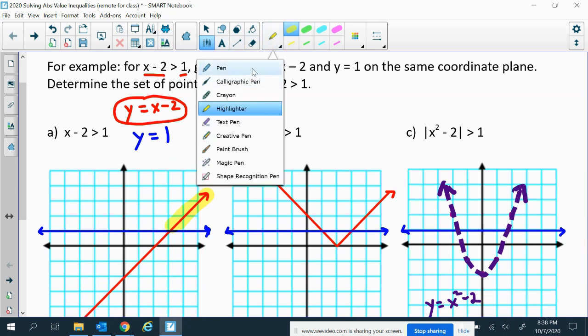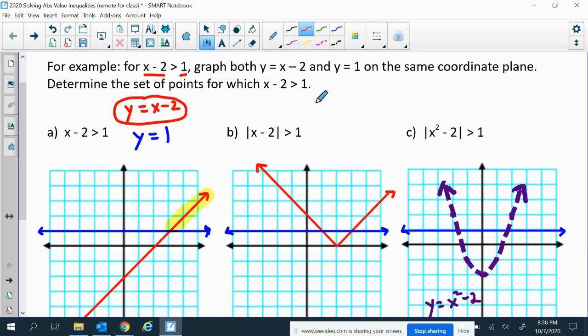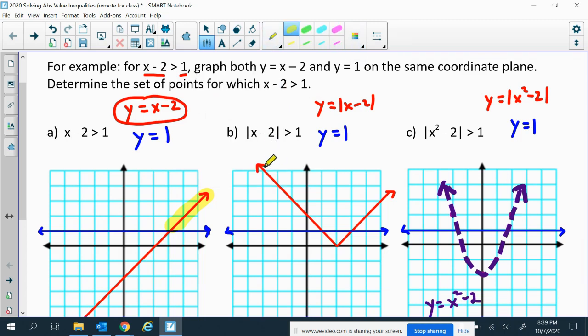Likewise, we did the same thing for each of these: y equals absolute value of x minus 2, and y equals absolute value of x squared minus 2. Then we're comparing those to y equals 1. If we look at part B, it's everywhere that x is less than 1 and everywhere that x is greater than 3.